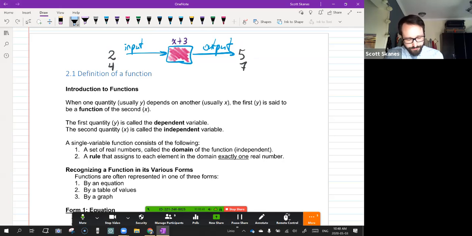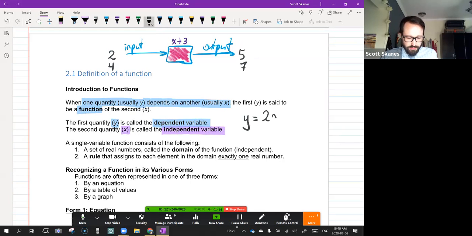In the book here, it says functions are when one quantity, usually y, depends on another. It says it's a function of the second. And we have things called dependent variables, which are generally y, and independent variables, which are generally x. The reason that it's called dependent and independent, let me put down a quick example.